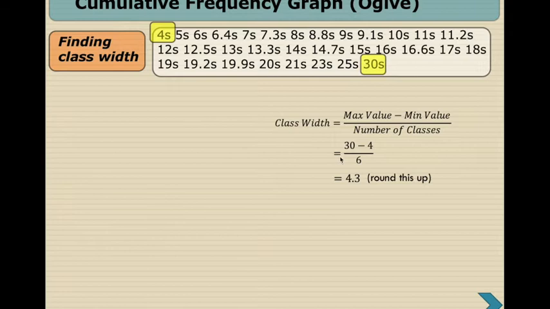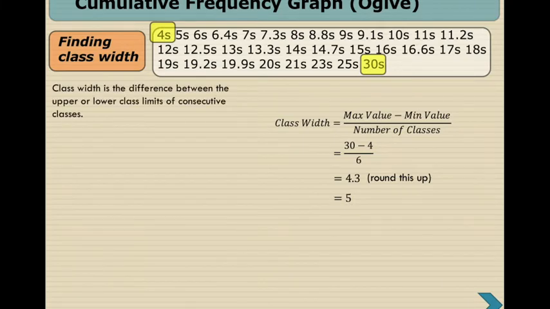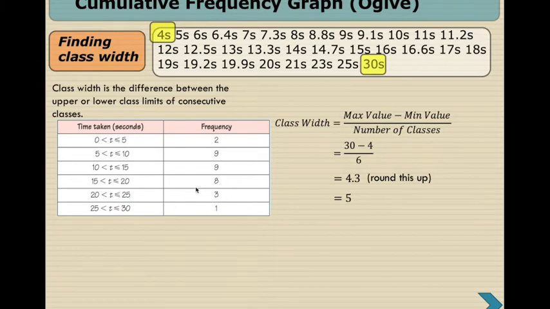Okay, so we have the maximum value minus the minimum value divided by the number of classes, which is 6, and that gives us 4.3. And remember the rule that we have to round this up into 5. Then we can make a table. There are 1, 2, 3, 4, 5, 6 classes, and this is the class width. So there you go, like so.